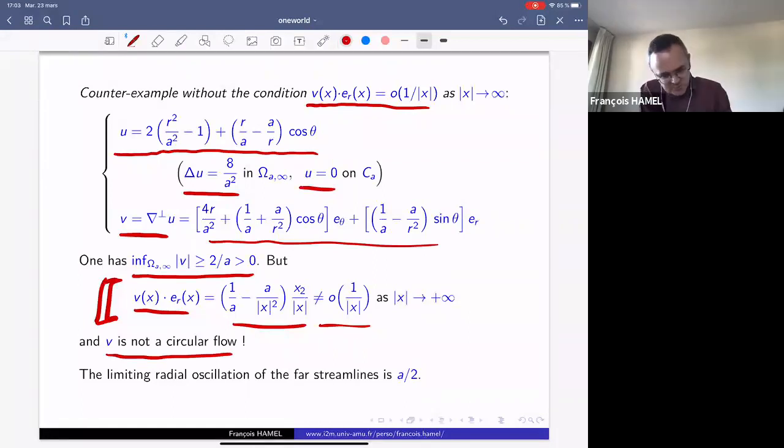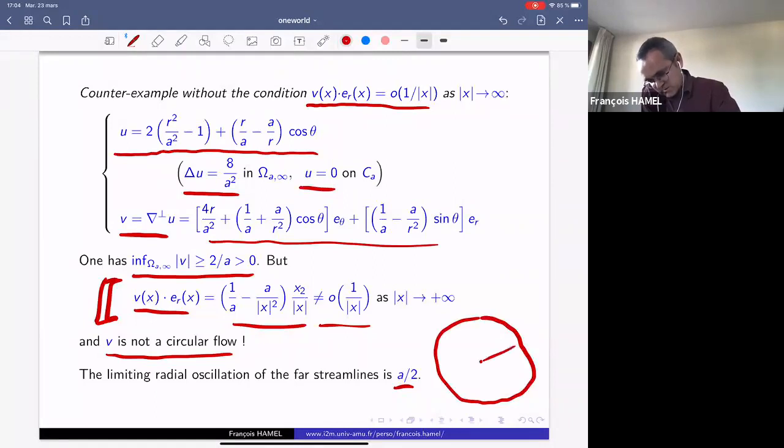And in this example, the streamlines of the flow, which are the level sets of u, are still surrounding the origin, but the limiting radial oscillation of the far streamlines is a over 2. By that I mean that if we consider a far streamline, that would be the smallest radius, and that would be the largest radius. So the oscillation of the radius converges to a over 2. So these streamlines do not converge to cycles at infinity.